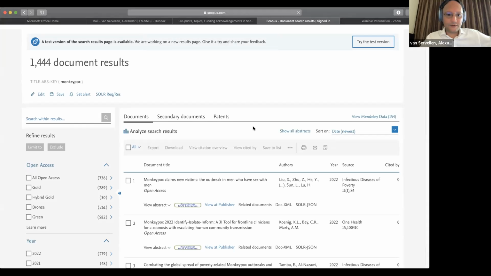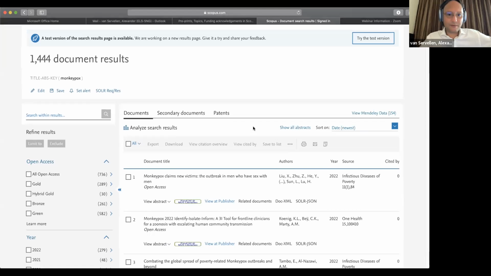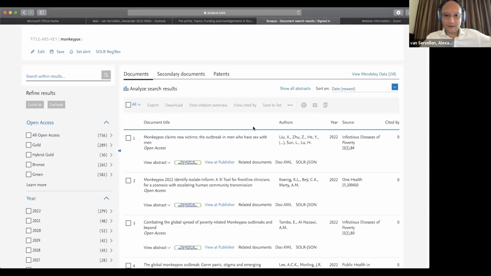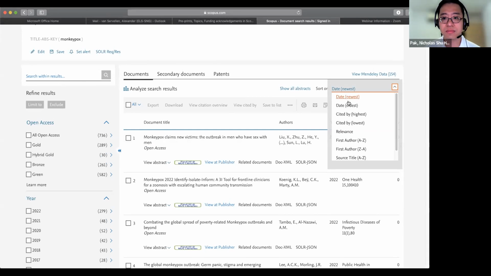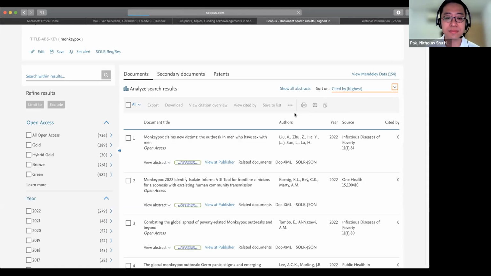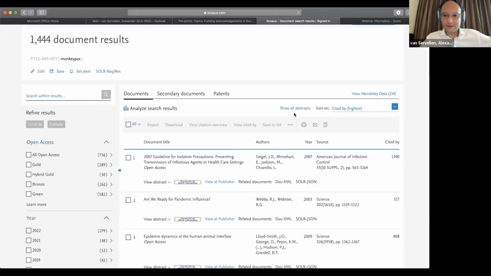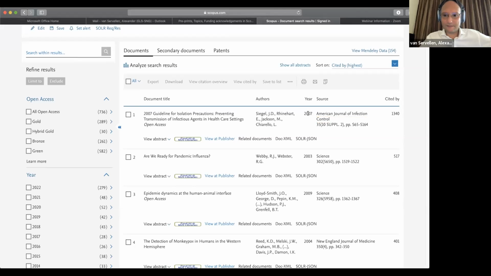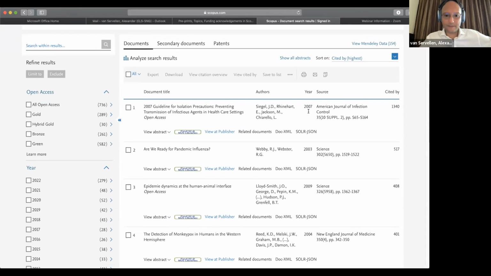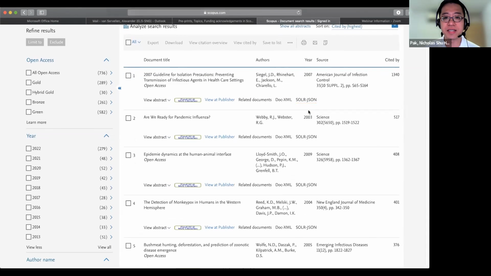Okay. So Scopus already has 1,400 papers on monkeypox, right? So what do we want to look at, Nick? We could look at probably the most cited one if we want to. Sure. Ooh, I see monkeypox has already been mentioned in, wow, that's a long time ago. We could filter it by this year's if we want to. Sure. All right, let's look at just the last 2 years.